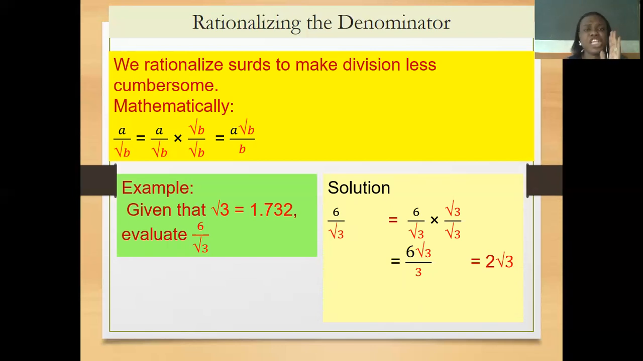Now, this is much easier to evaluate than 6 divided by 1.732. So now, 2 root 3 simply means 2 times root 3. And we're told that root 3 is 1.732. So 2 times root 3 just becomes 2 times 1.732, which we can easily now solve. So by the time we do that, we should get our answer as 3.464. Okay? So that's that for this expression.